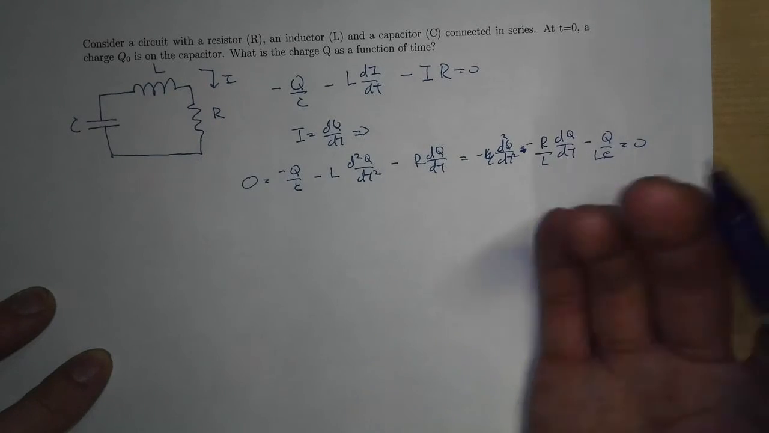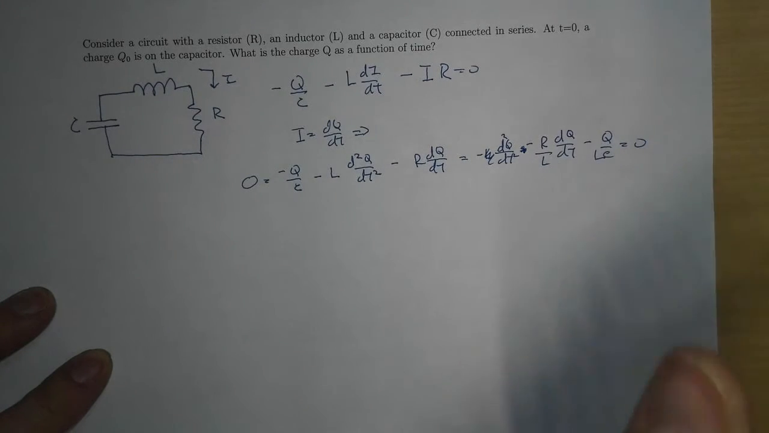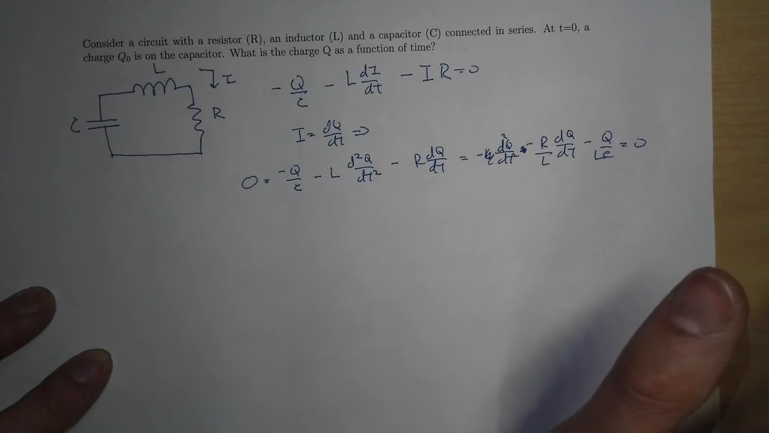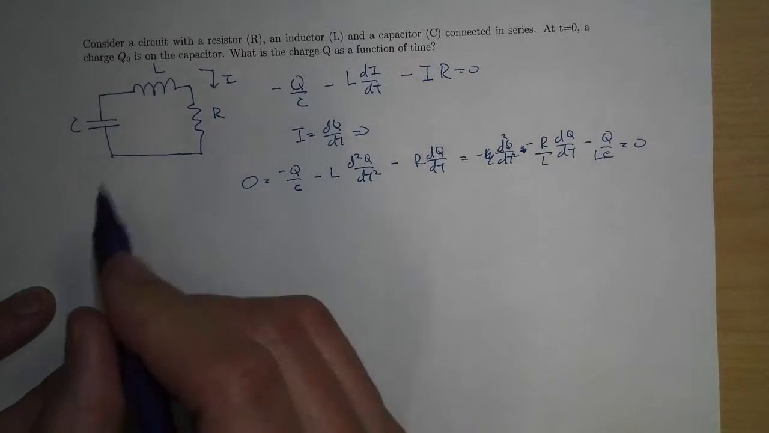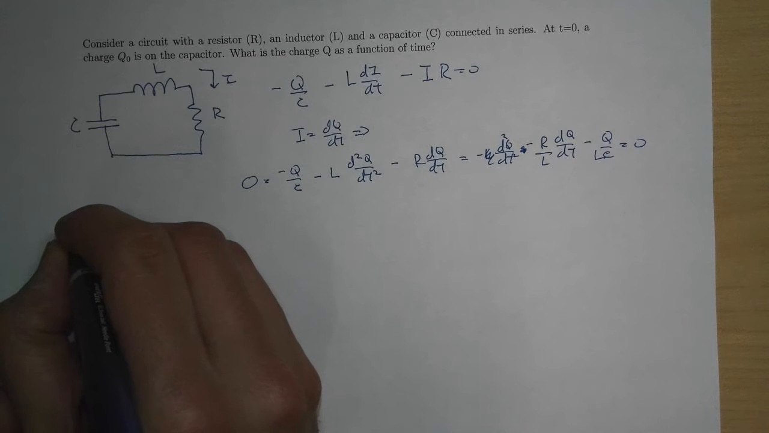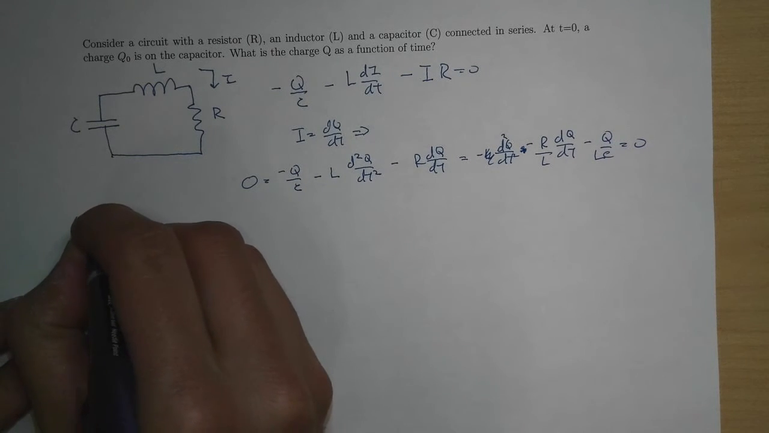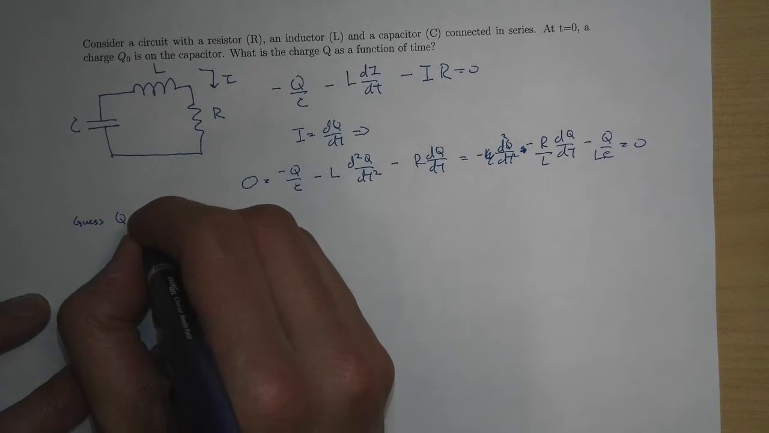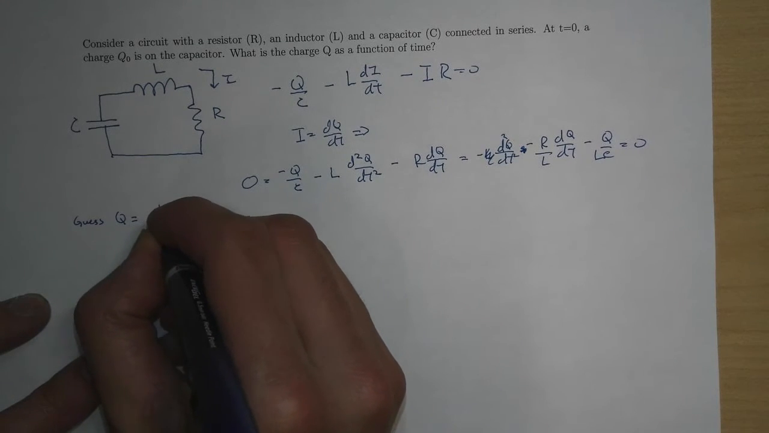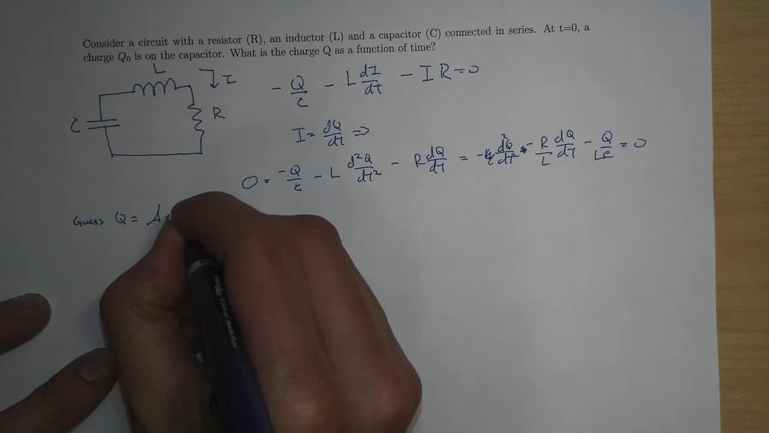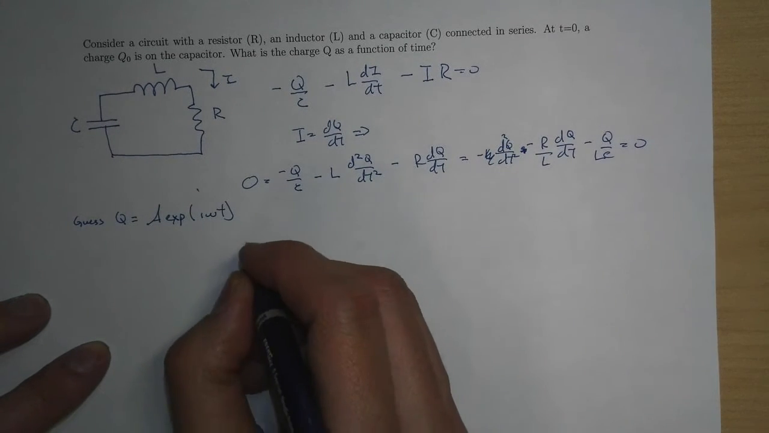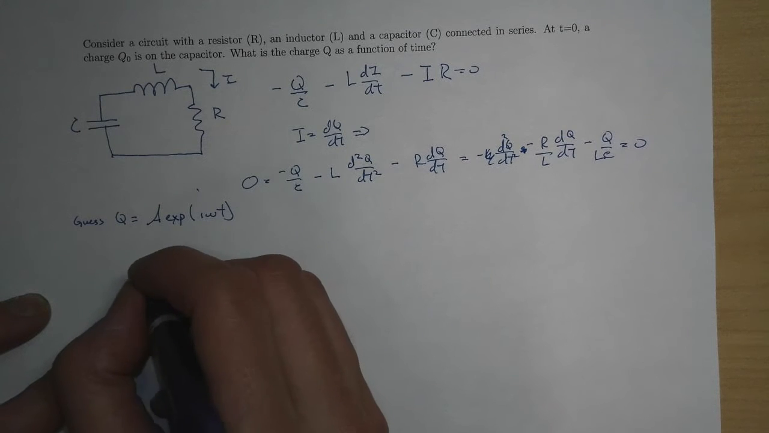I'm going to guess the solution and check it. But we know what this is. This is just a damped simple harmonic oscillator. We know what the solution is going to be ultimately, but let's just go through it. So we're going to guess Q is equal to some A exponent I omega t. Plug this in now.